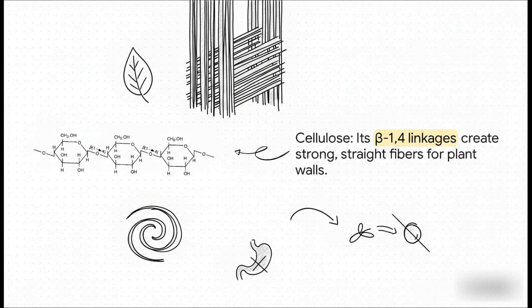These fibers then line up and form hydrogen bonds with each other, creating the incredibly tough material that makes up plant cell walls. Our digestive enzymes are shaped to break alpha linkages, which is why we can digest starch, but cellulose just passes right through us. All because of that one bond.